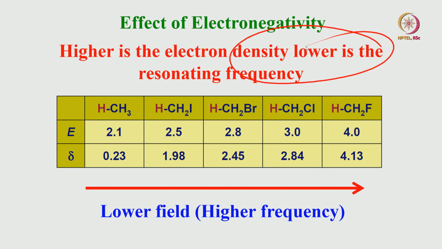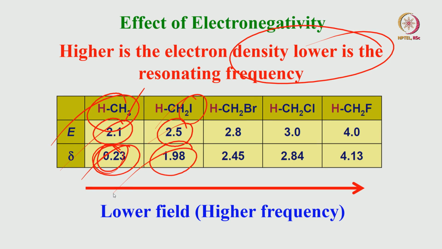Now we will consider the methyl group, methane. Methane is CH4. If I take the spectrum of methane, its electronegativity on the Millikan scale is 2.1 and its resonating frequency for the proton is 0.23 ppm. That is the chemical shift of methane, 0.23; some books say 0.24, it does not matter, it is around this value. Now I knock off one of the protons and put an iodine here. Iodine is electronegative, with a value of 2.5, and already from 0.23 it moved to 1.98 ppm. So that means it moved towards the lower frequency, I am sorry, lower field.